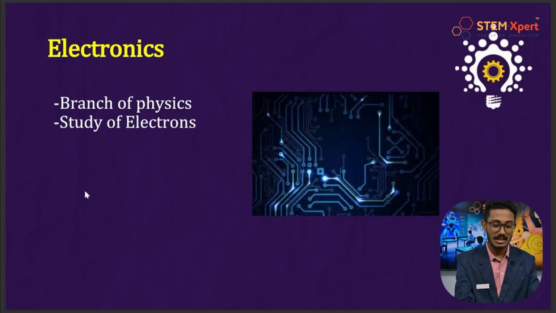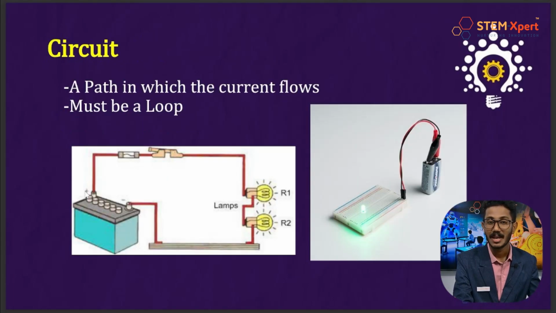Okay, now let's see what an electronic circuit is. A circuit means a path in which current flows. It must be a closed loop. For example, if we are using a battery and an LED, then it acts as a circuit. Here, the current travels from the positive of the battery through that LED and returns back to the negative terminal of the battery. So that's why it is called a circuit and it must be a closed loop. I hope you understood the concept of electronics and electronic circuit, right?